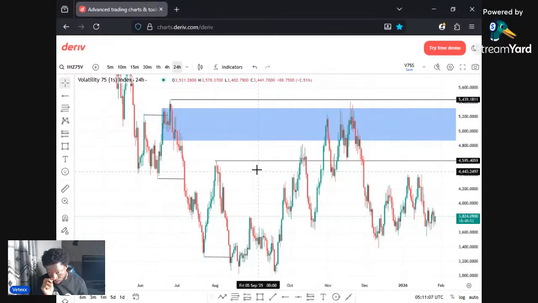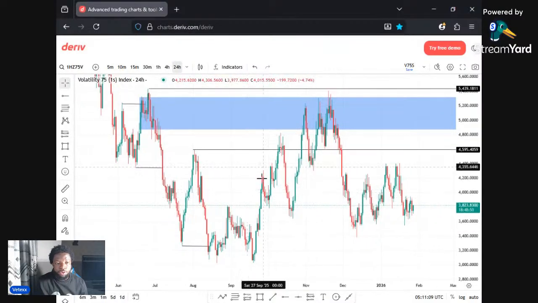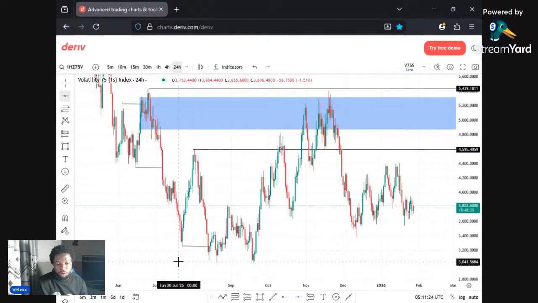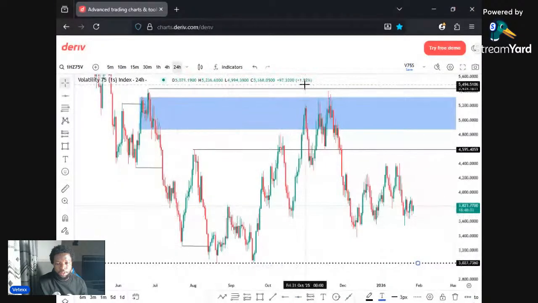Our point of interest. Now, this is the 24-hour time frame, so we cannot execute a trade on the 24-hour time frame. What do we do? We've already gotten our direction on this time frame. The next thing is we scale down to the lower time frame and then take our entry. So this is going to be our starting point and finish point.